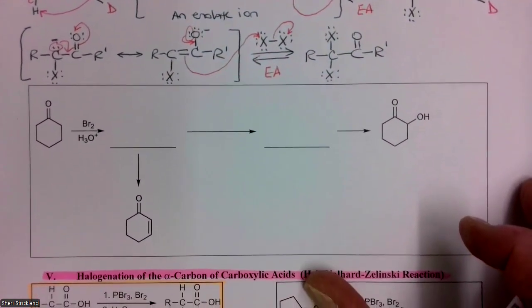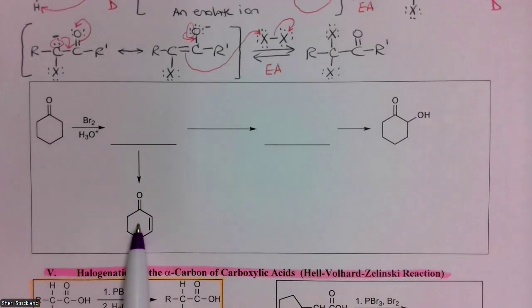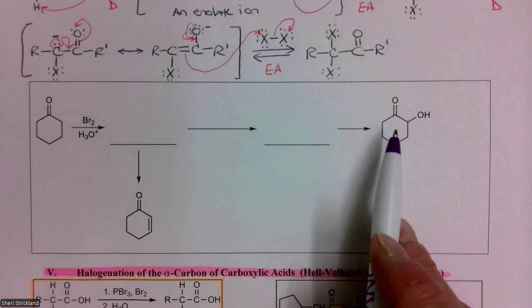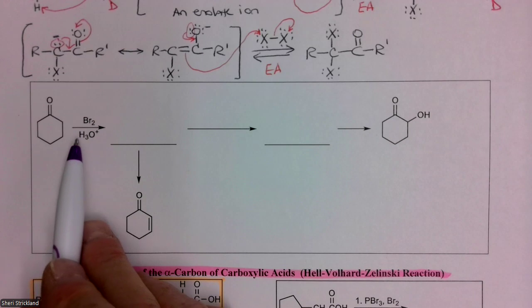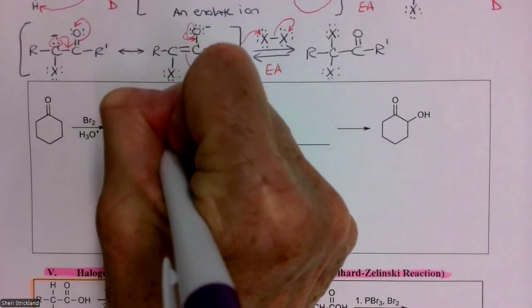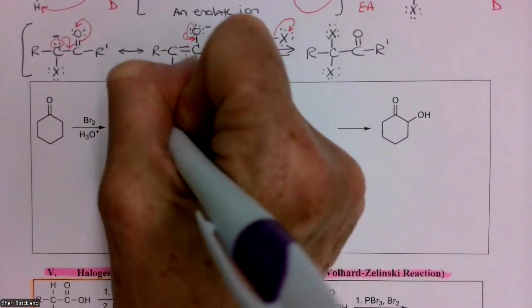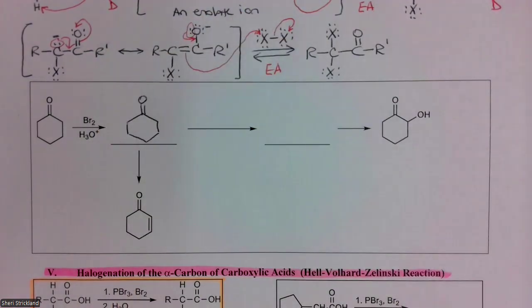Let's see how this is useful in making the compound that we talked about at the beginning of the chapter, and also this one. So if I do molecular bromine and acid, this is acid catalyzed halogenation. All right, where does the halogen go? All right, so pause the video, drawing the halogen. Come on back.